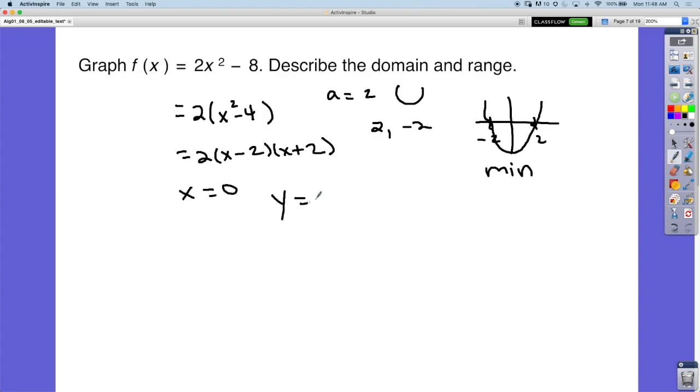Plug it in. Y equals 2 times 0 minus 8. I didn't even need to do that because it's also my C. Very good. It's also my y-intercept, which is negative 8. So now I know my domain. My domain is all real numbers. Range is y is greater than or equal to negative 8.